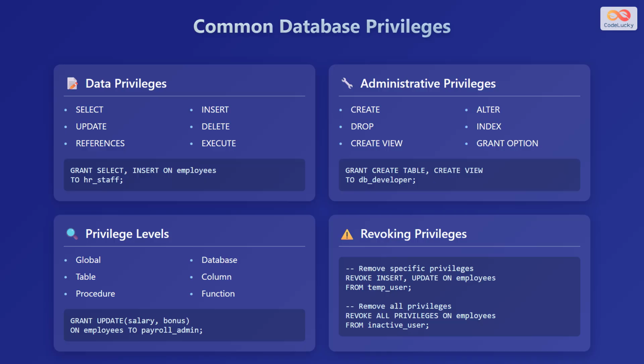Privileges can be assigned at different levels, including global, database, table, column, procedure, and function. The code example shows granting update privileges on the salary and bonus columns of the employees table to the payroll administrator. It's also important to know how to revoke privileges. The code example shows how to remove specific privileges such as insert and update on the employees table from a temporary user, as well as how to remove all privileges on the employees table from an inactive user.